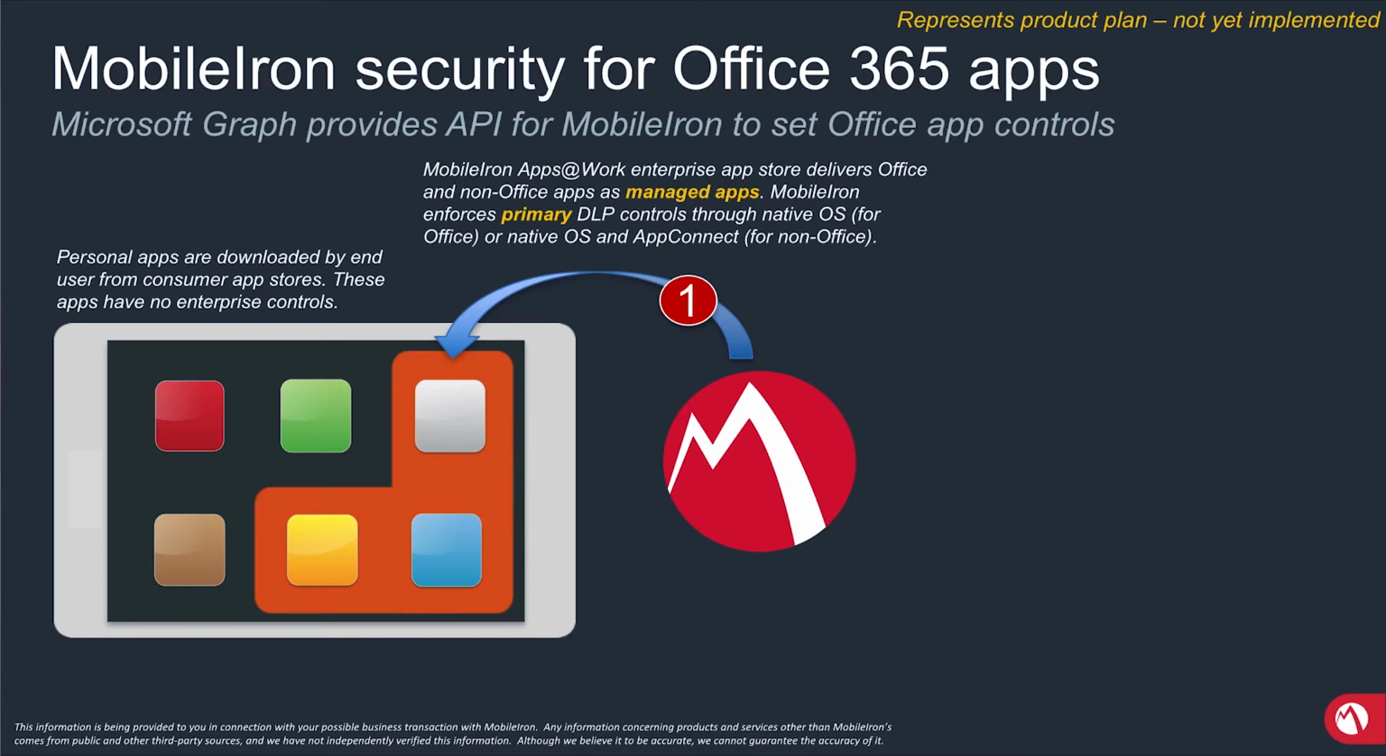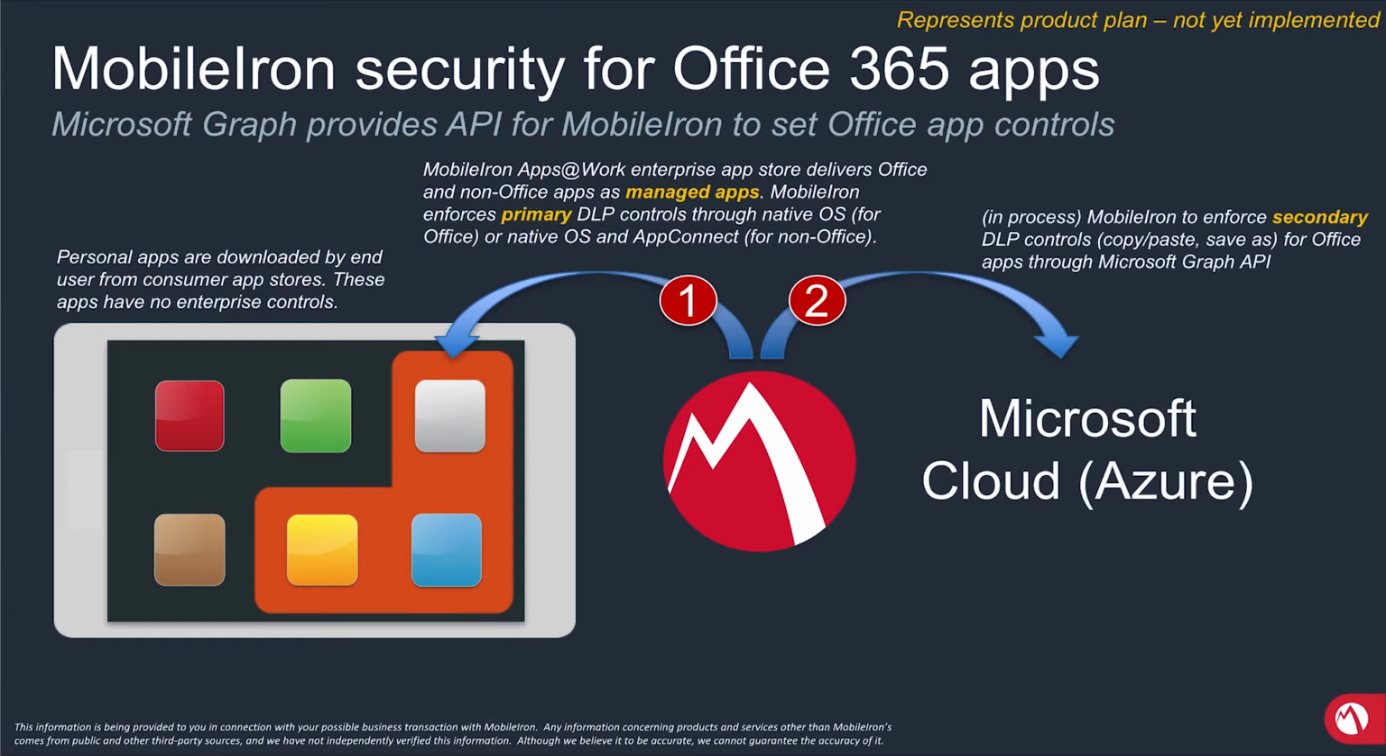Some of them, most of them, will be from other vendors. But some of them will be from Microsoft. So here's the new part. Here's what's in the new framework that's evolving through Microsoft Graph in the Microsoft Cloud, which is Azure, which is now for those Microsoft applications, there will be an interface that MobileIron has to be able to set those secondary DLP controls. And then those will, of course, be enforced on those Microsoft applications.